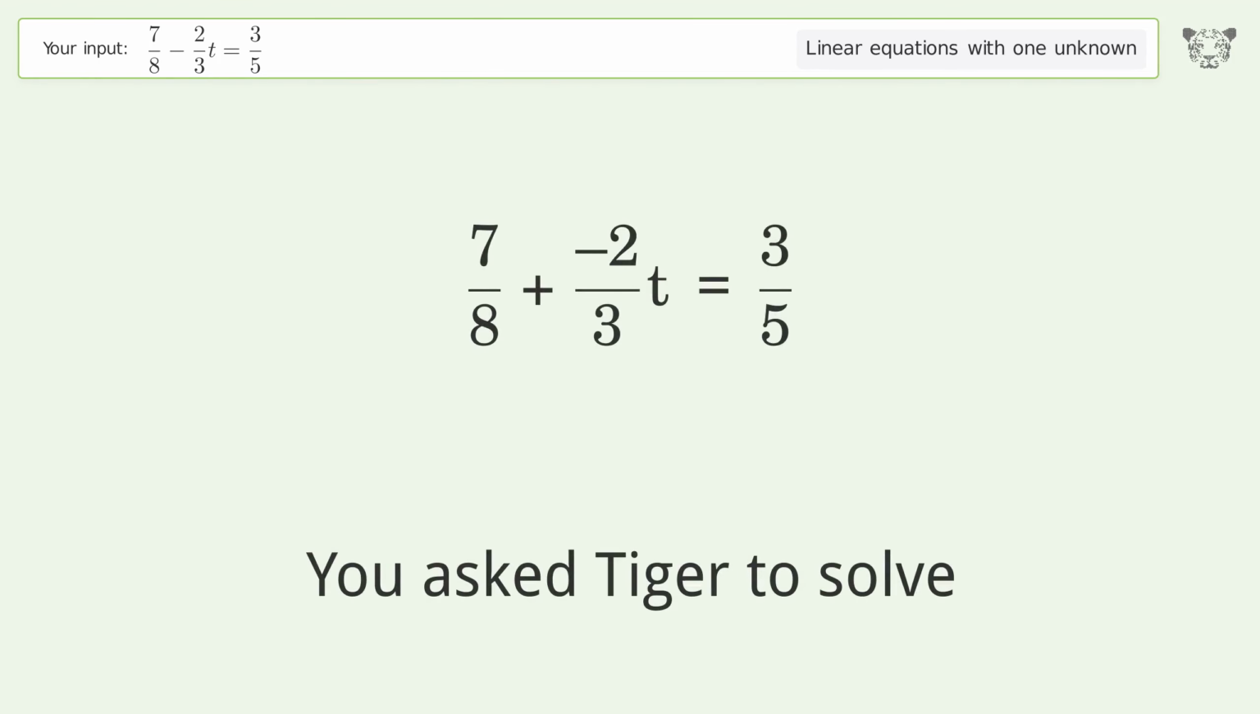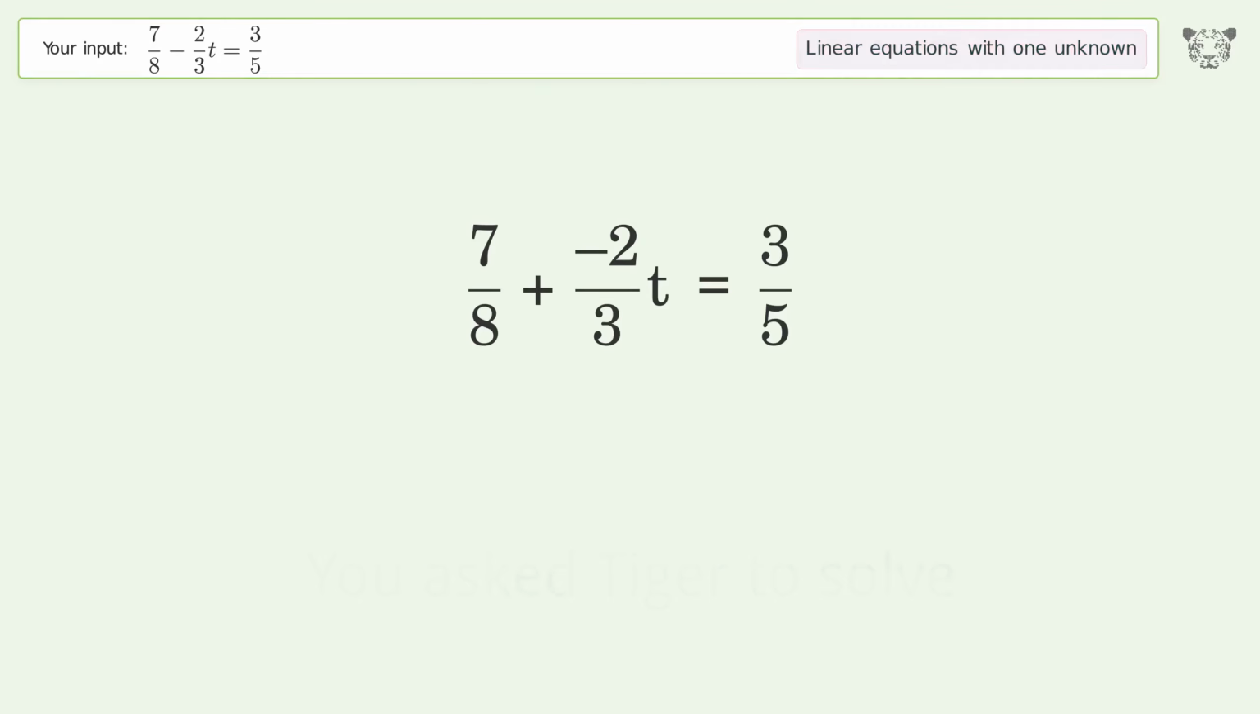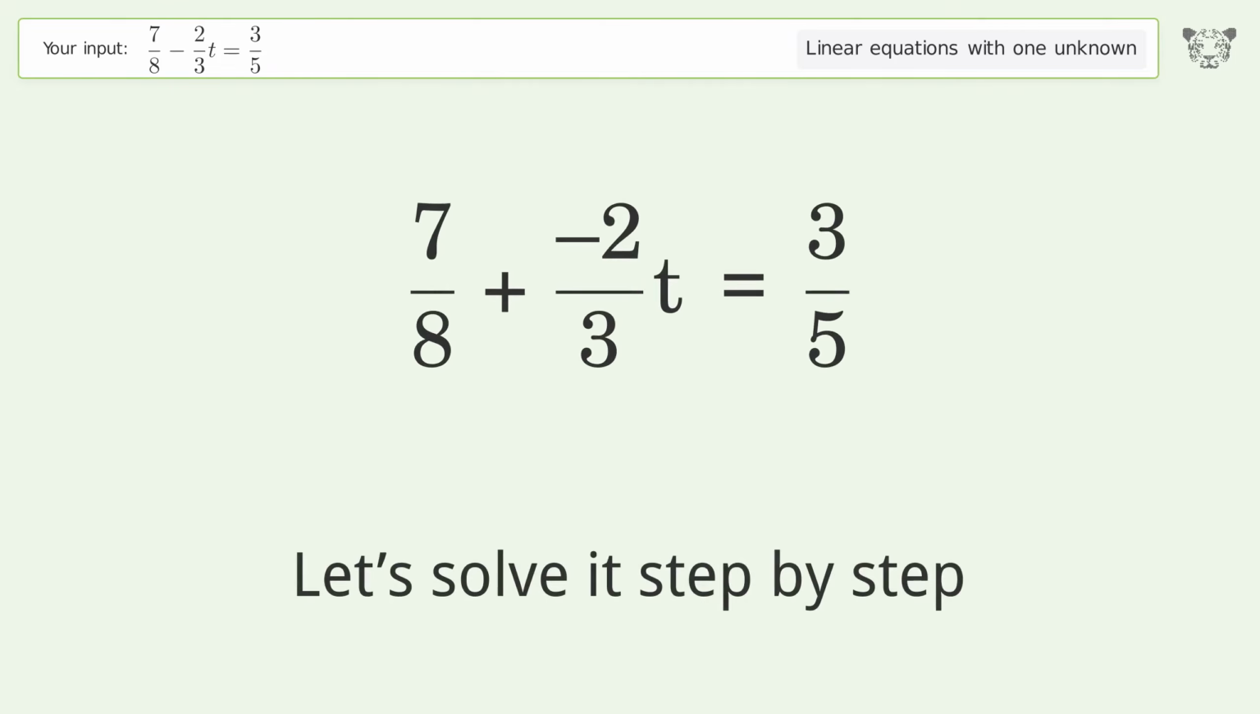You ask Tiger to solve. This deals with linear equations with one unknown. The final result is t equals 33 over 80. Let's solve it step by step.